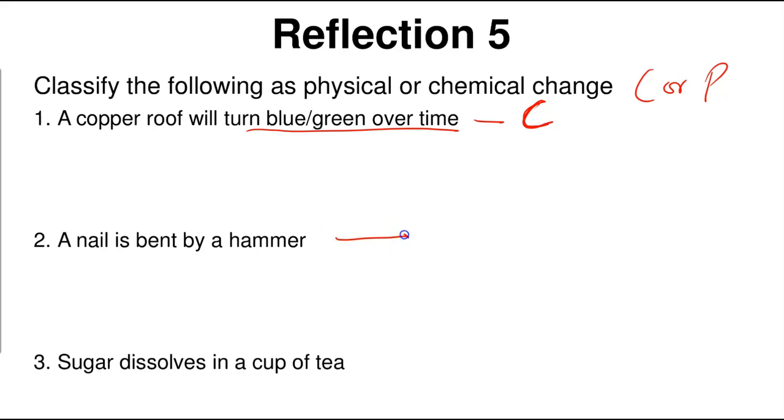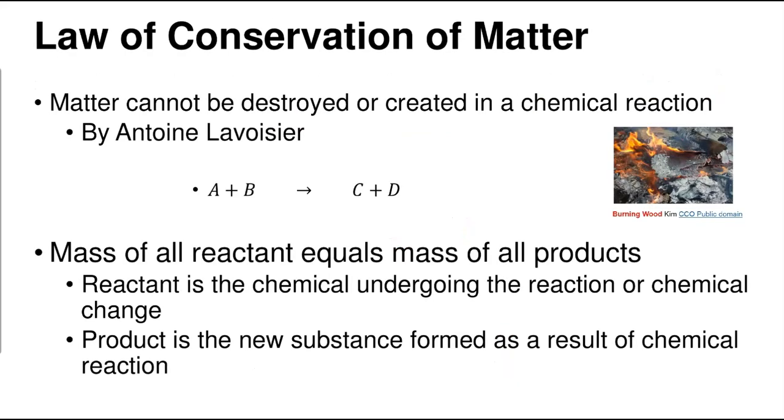A nail is bent. If a nail is bent, nothing happens. It's a physical change. And a sugar dissolves in a cup of tea. Here is also a physical change. And you can always pause this video, try out these things yourself, and then come back and check for your answer. So let's finish with the last concept we're going to bring in here.